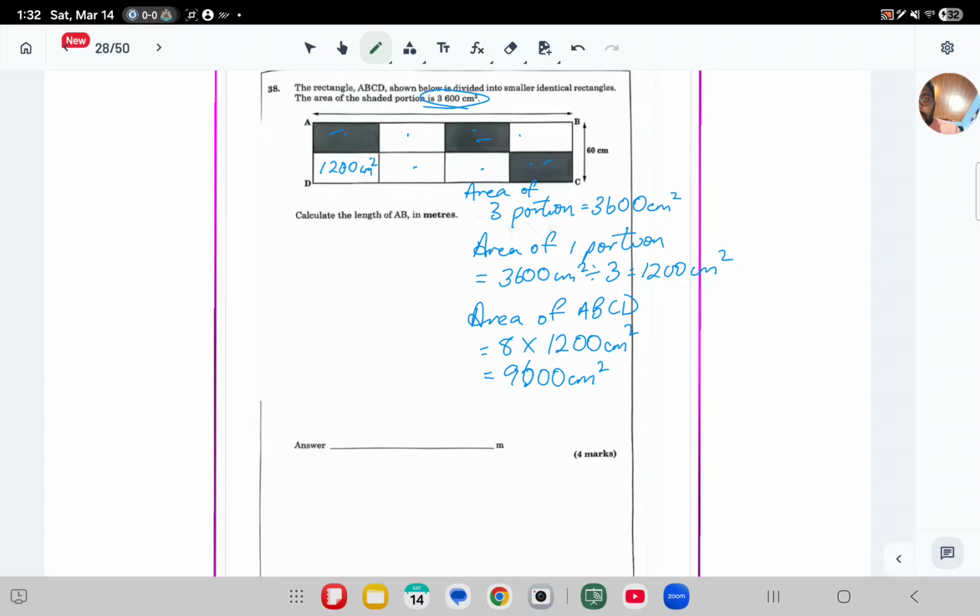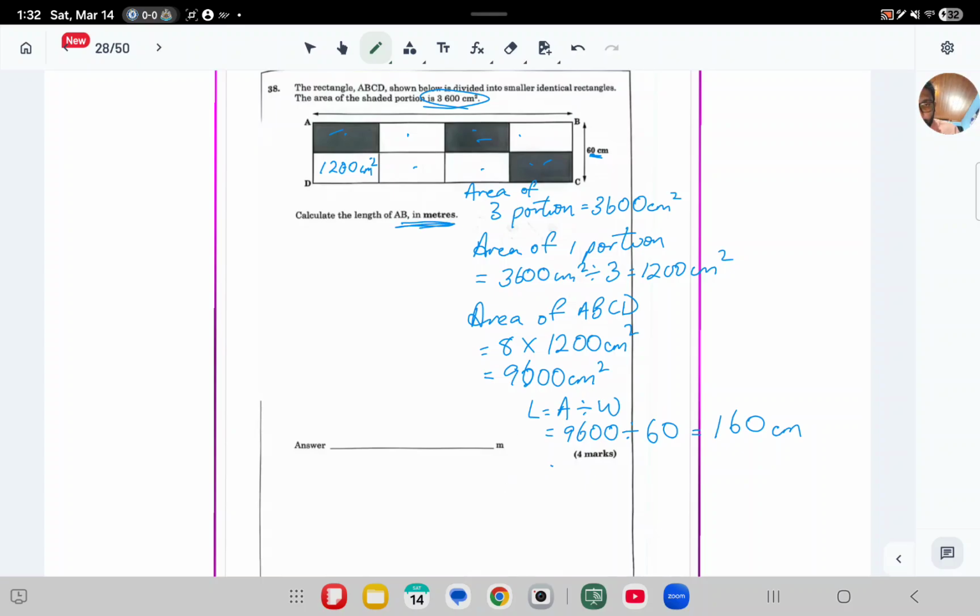To calculate length when given the area and the width, because they give us the width is 60, length is equal to area divided by width. So that would be 9,600 divided by 60. And that will give us 160 centimeters. But they want the answer in meters.